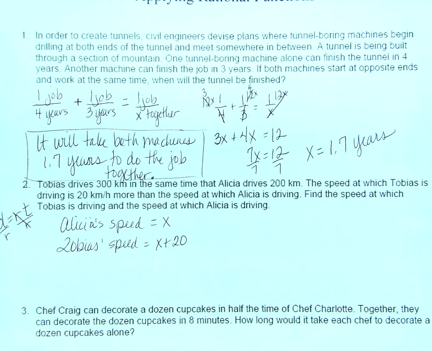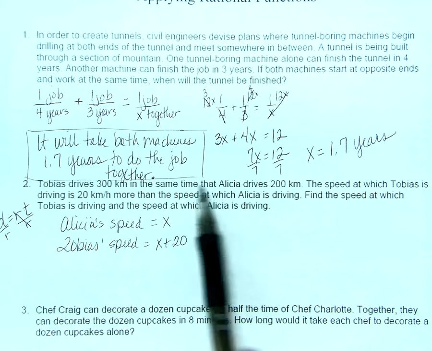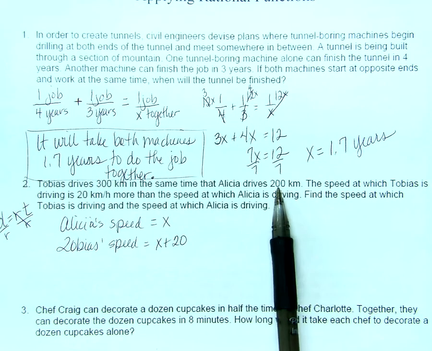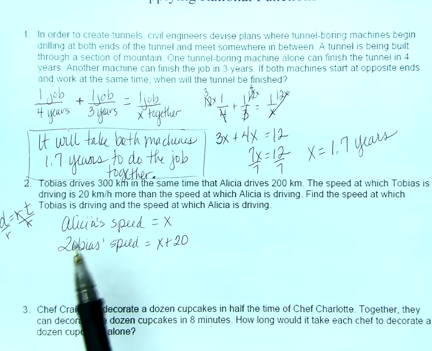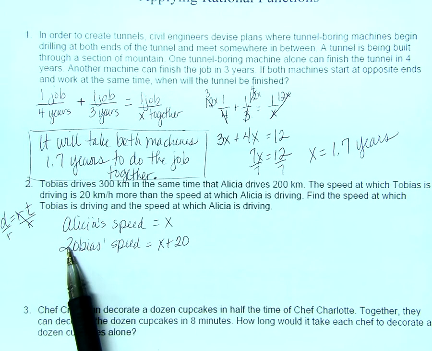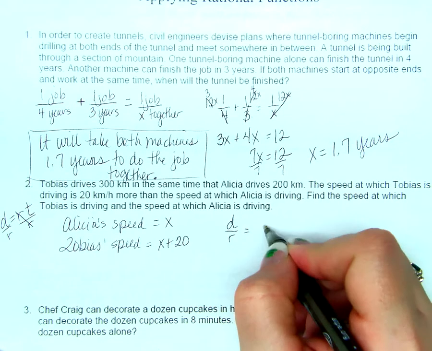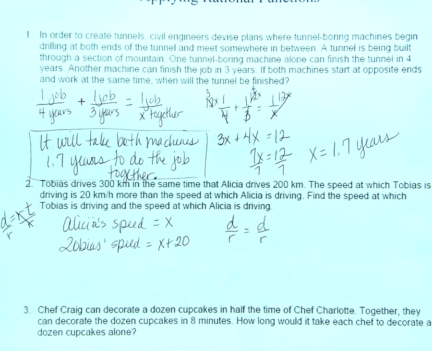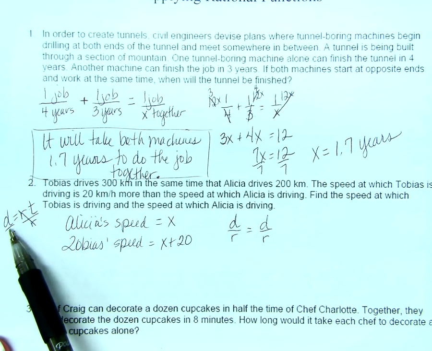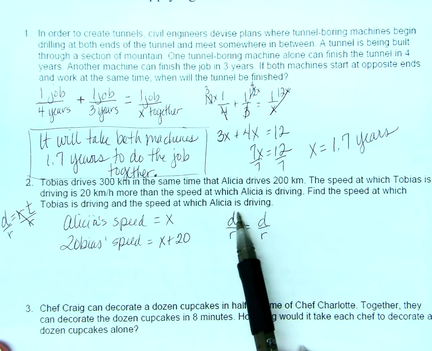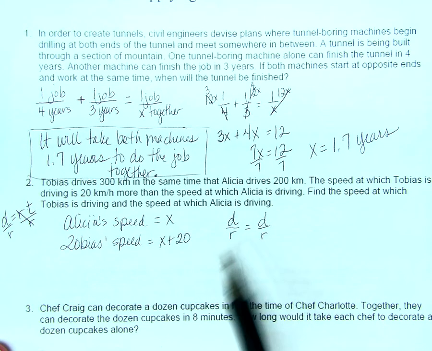Okay, so Tobias drives 300 kilometers in the same time that Alicia drives 200 kilometers. So what can you tell me about their times? They're the same. So if Alicia's time and Tobias's time are the same, could I set up an equation that looks like this? We solved this equation for t earlier and got d over r. So Alicia's time over Tobias's time, is that okay?